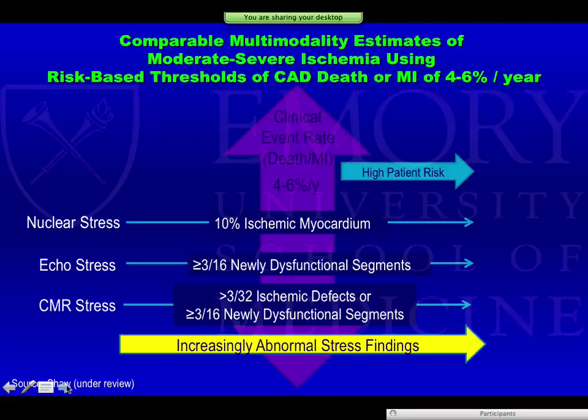You see, based upon our guesstimation that we could hit that 4 to 6% death or infarction rate, you can see that by risk-based approaches, we're able to quantify the amount of ischemia across each of the modalities and cull the literature, cull the evidence, and identify this. Now, all of you who have done clinical trials, this makes your enrollment a little bit more challenging, because we have different approaches.